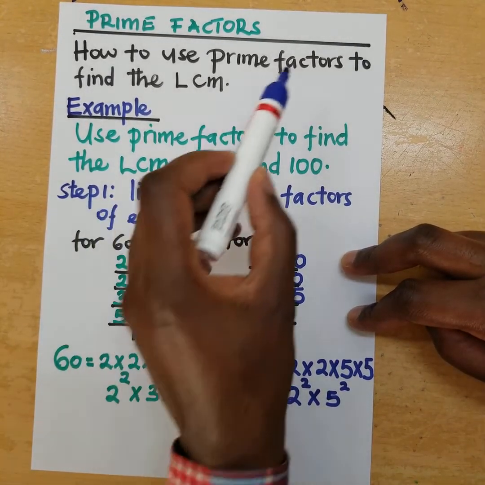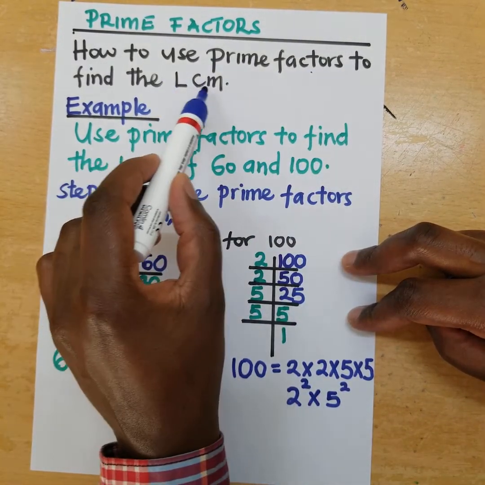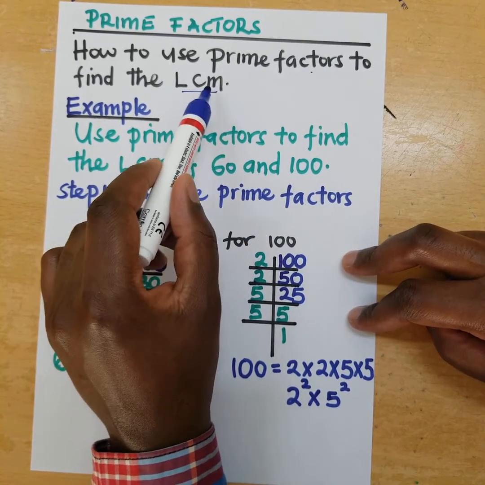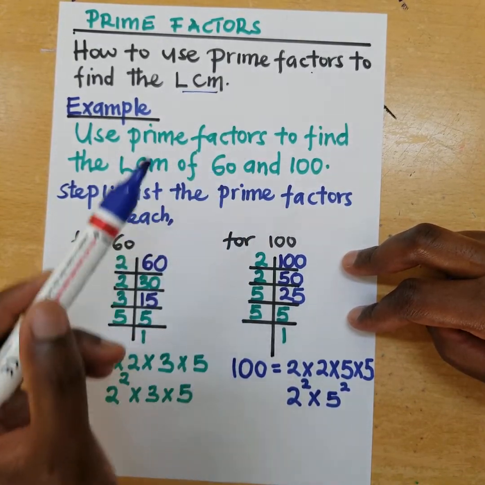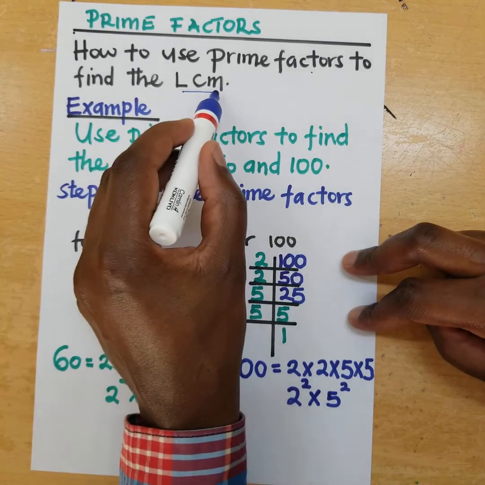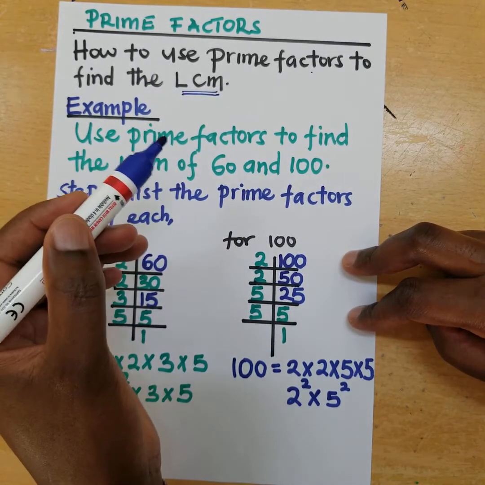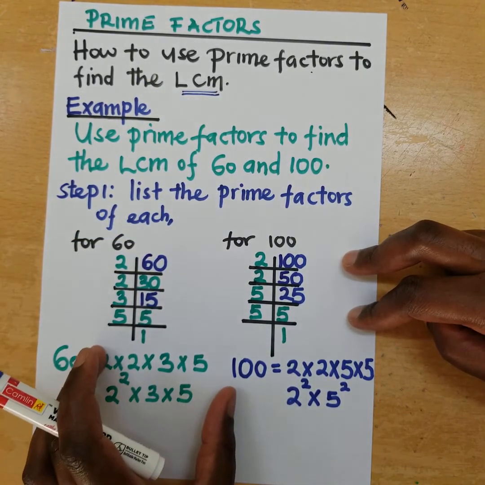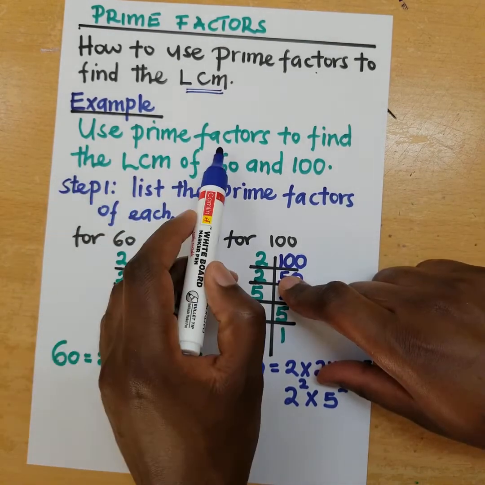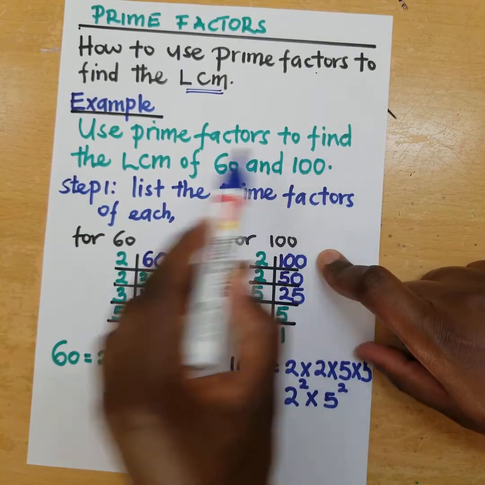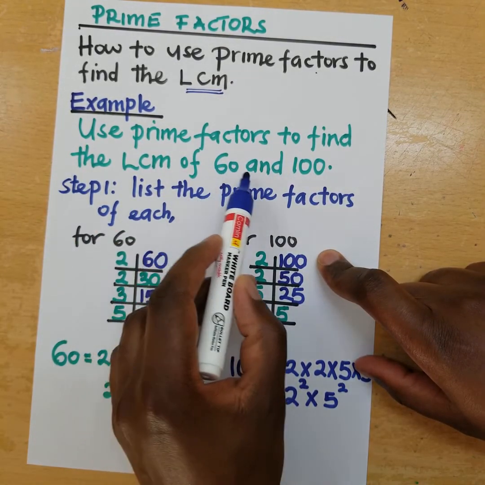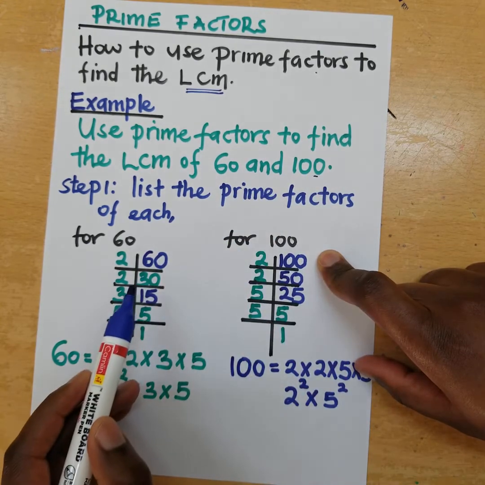How do we use prime factors to find the LCM, or the lowest common multiple? From the previous sessions we know what LCM is. How do we find it? So let's try an example and see. Use prime factors to find the LCM of 60 and 100.